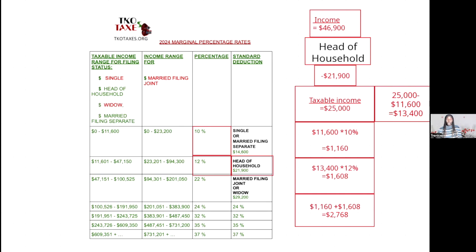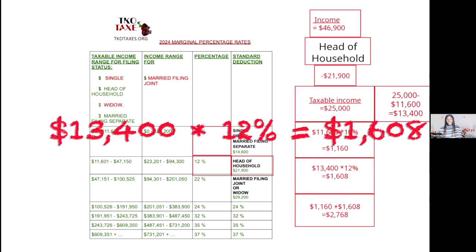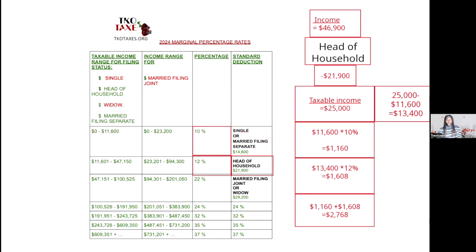So if we look at our chart, we already taxed 11,600 of your income at 10%, from $11,601 all the way up to $47,150 with a filing status of head of household. The percentage rate is going to be 12%. So that $13,400 is taxed at 12%. And $13,400 times 12% is $1,608.